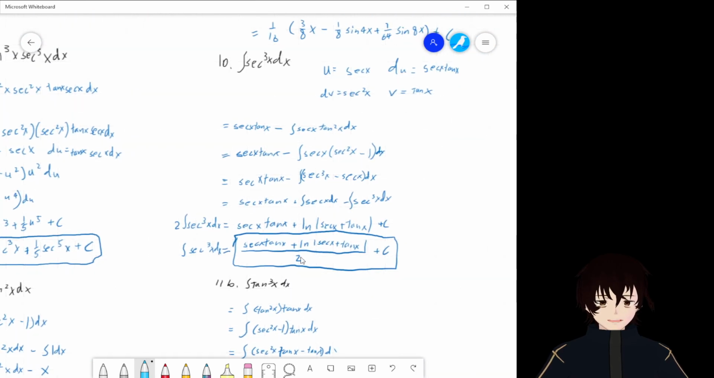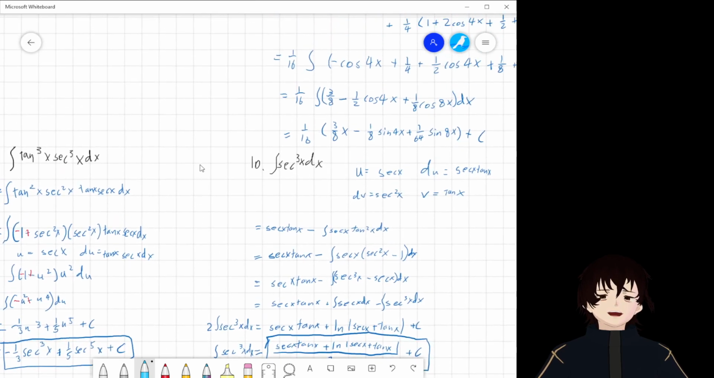1/2 secant tangent plus... Ah, I missed a negative. Okay, this is fine.